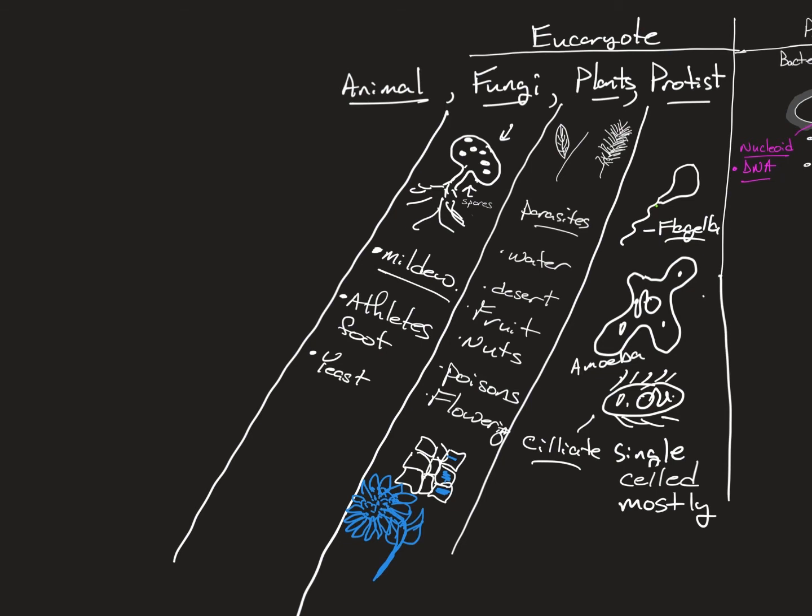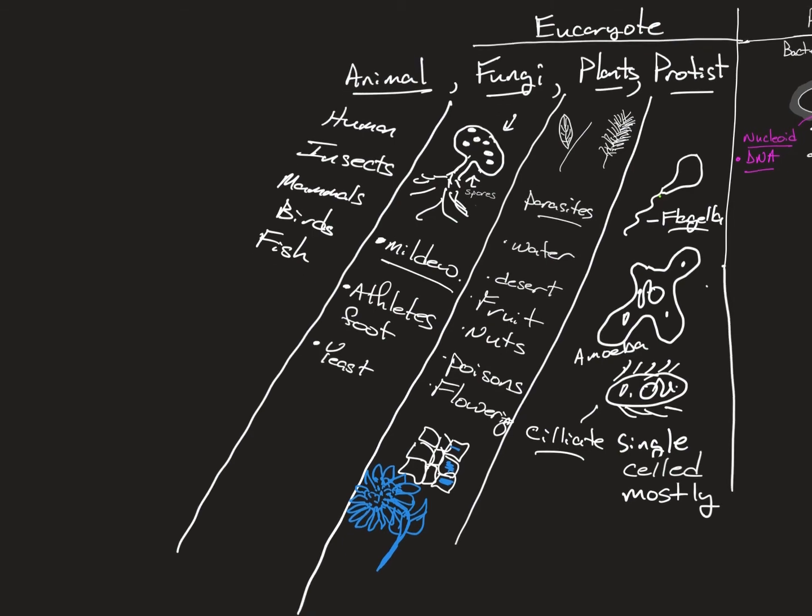Now, animals, obviously, you know what they are. They are anywhere from human to things like insects, to things like other mammals, birds, fish. The list goes on, right? So there's a lot of animals that I'm sure you're aware of.